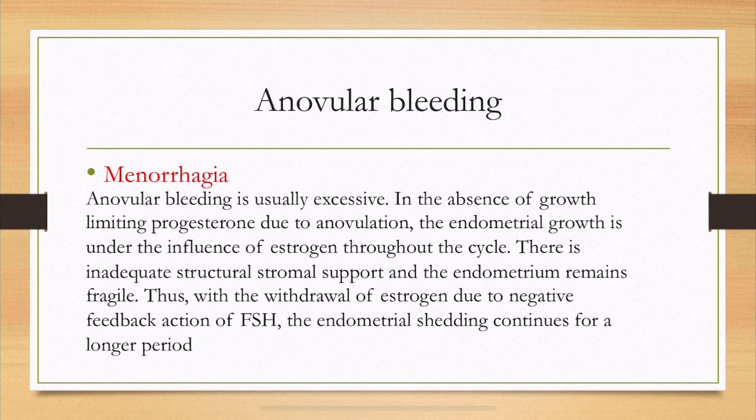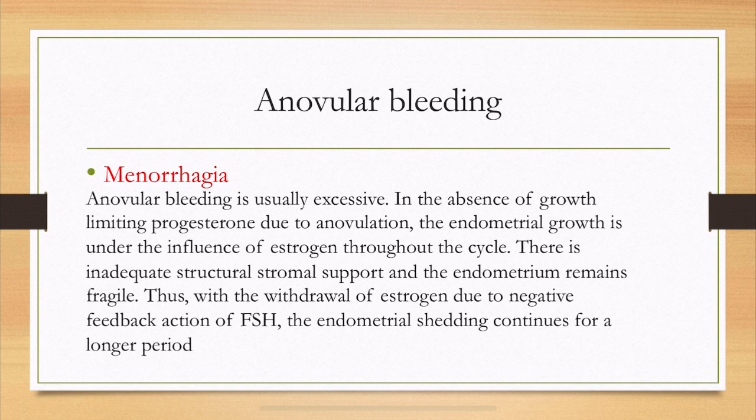Thus, with the withdrawal of estrogen due to the negative feedback action of FSH, what happens after a certain period of time? The FSH, follicle stimulating hormone, gives a negative feedback to the pituitary to stop the release of estrogen. Since there is this negative feedback, the endometrial shedding starts and continues for a long period. Hope it is clear what happens in anovular bleeding.